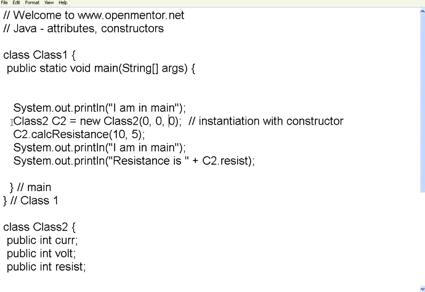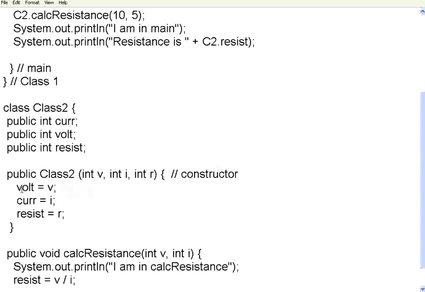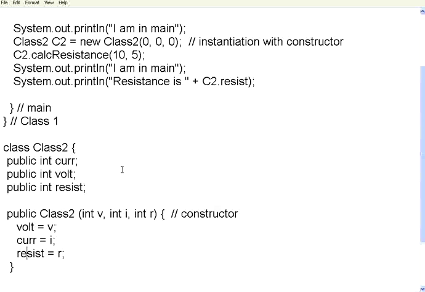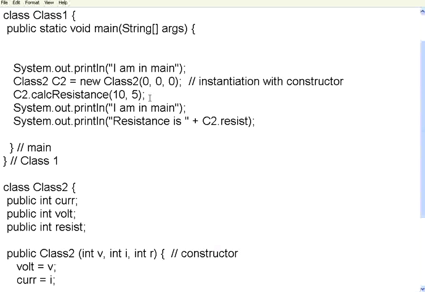Same way. Look here, Class2 c2 equal to new Class2. Previously, in the last example that we have seen, we have not given any of these parameters. Now I am passing 0, 0, 0. That means the attributes of the class, volt, current, and resistance, will be set to 0 when the class is initialized. Now I call the method calculateResistance, passing 10 and 5 as parameters.